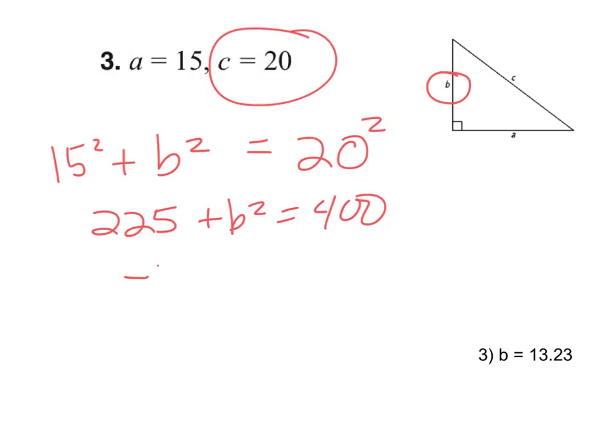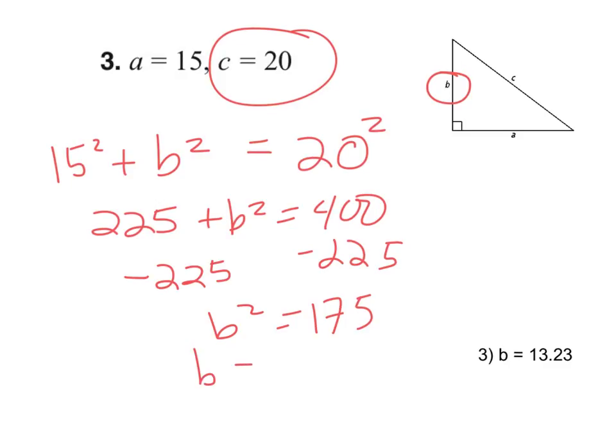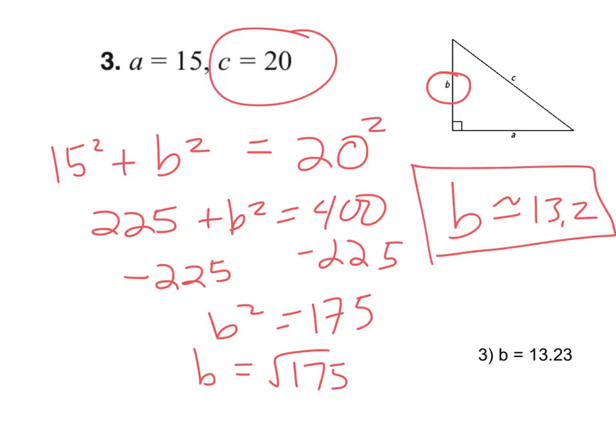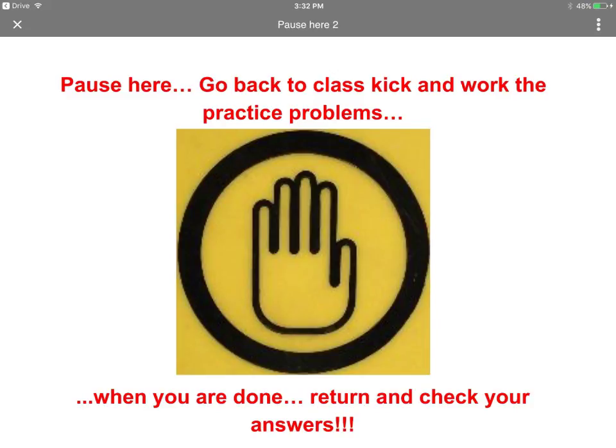Then we're going to have to subtract this time. So subtract that 225 from both sides. And b squared then is 175. So b is the square root of 175. And this one you're going to want to use a calculator for. And we're going to find that b is about 13.2. Well, they put 23 on there. I'm good at 13.2 as the answer. So again, when it's c that's given, remember you're going to end up having to subtract in those cases. There's one in class kick for you to go to work.